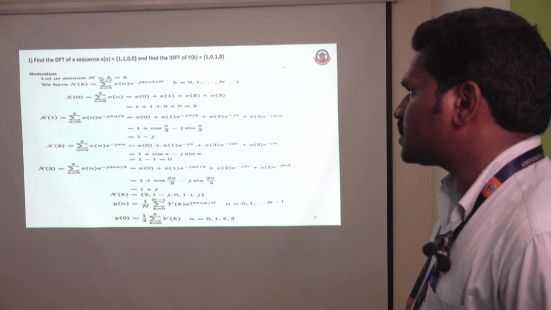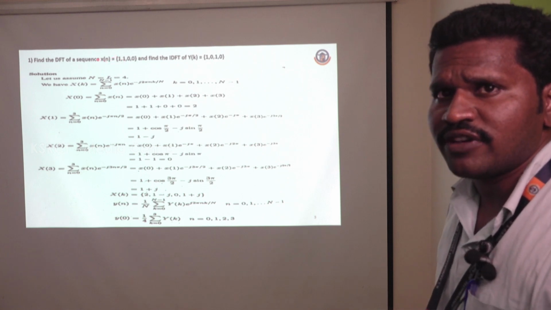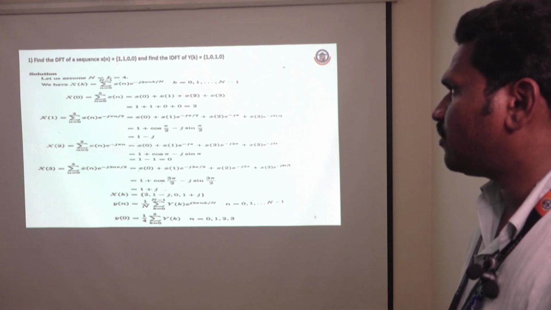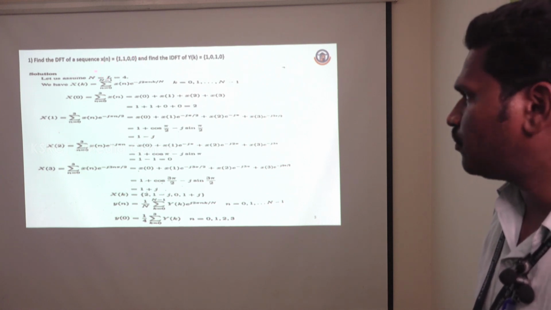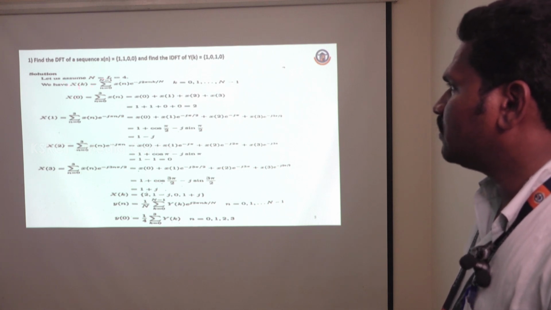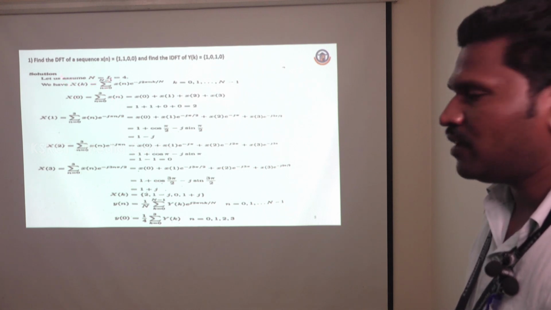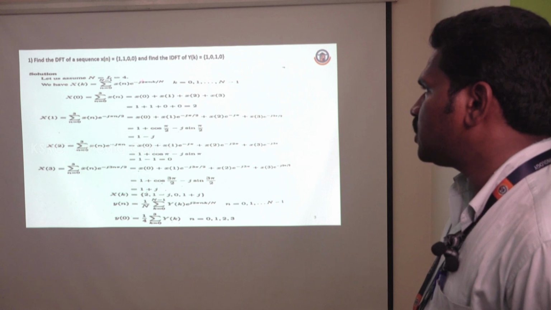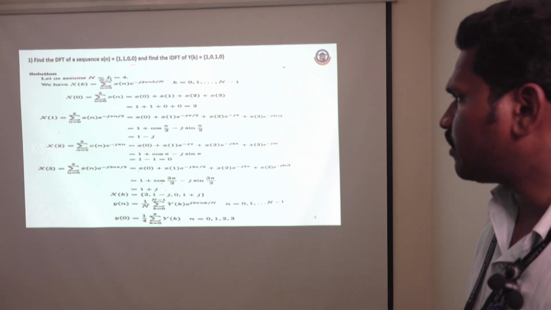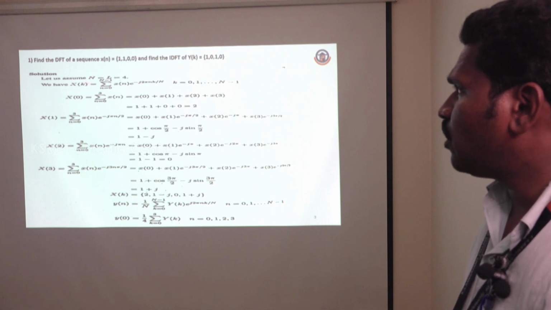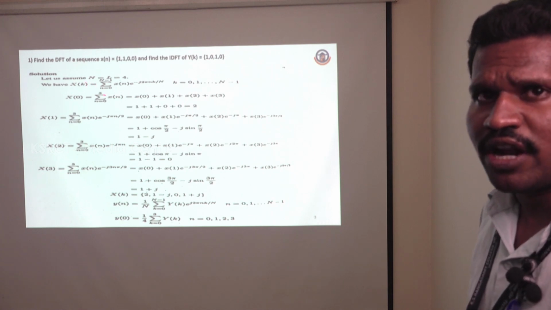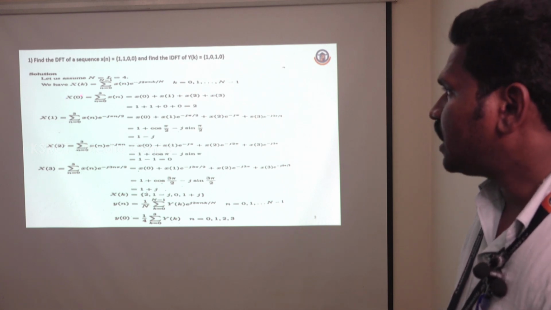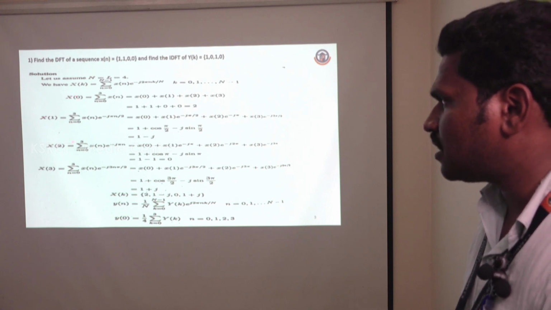First we will identify the number of samples. Here N is equal to L is equal to 4, because 1, 1, 0, 0 gives 4 samples. From this I need to get X of k. As we know, the DFT formula is the summation of n varying from 0 to N minus 1 of x of n into e power minus j 2 pi n k divided by capital N, where k varies from 0 to N minus 1. Here N is 4, therefore k is 0, 1, 2, 3, that is 4 minus 1 equal to 3. Therefore I need to get X of 0, X of 1, X of 2 and X of 3.